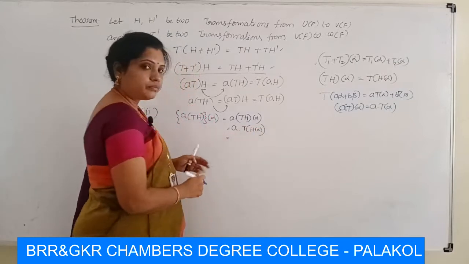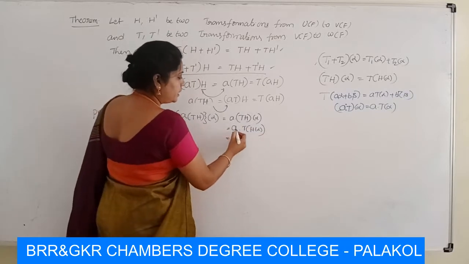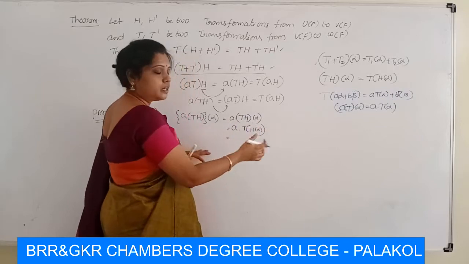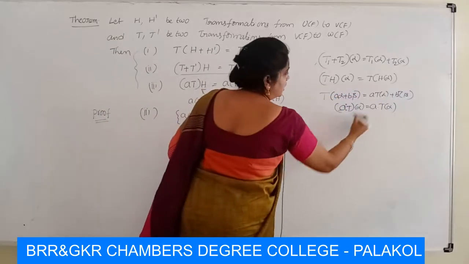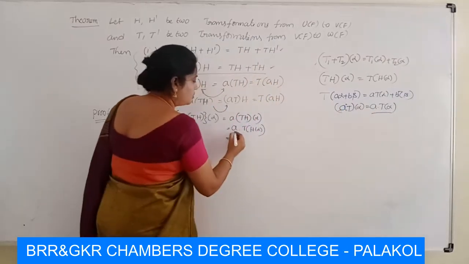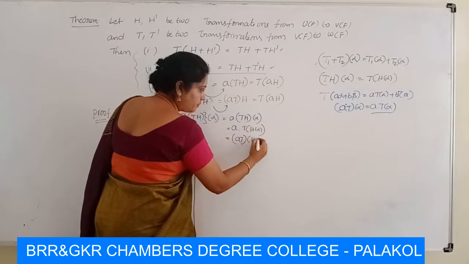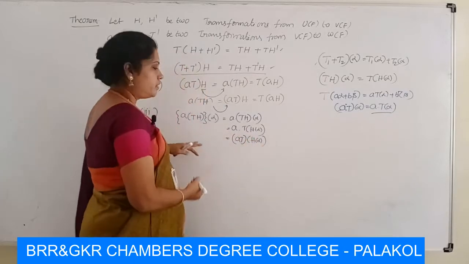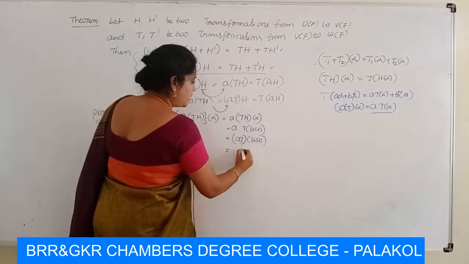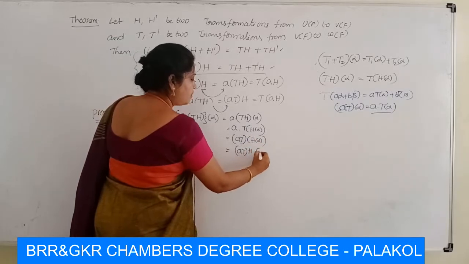Here H of alpha is a vector in V. Now here a into T of some alpha, then it can be written as (aT) of alpha. So here alpha is H of alpha. So (aT) into H of alpha. So again this can be written as aT, again H of alpha.